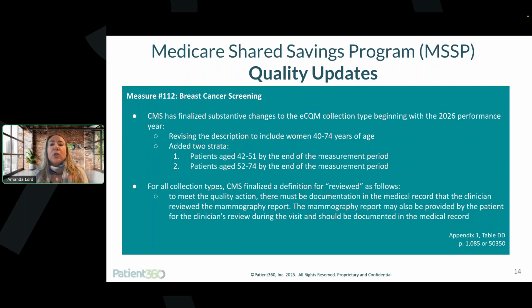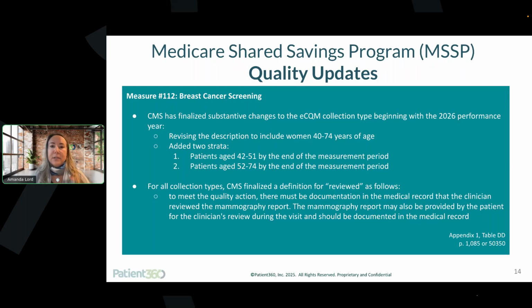It's important to note that the ECQM collection type is actually going to have 2 strata now, which will likely mean EHR changes to programming are going to be required. So we suggest that those of you who are planning on submitting 112 as the ECQM collection type begin working with your EHRs now on the specification changes to ensure that your workflow and documentation within the EHR align with the updated strata. And you can see those here on this slide, plus details are in the appendix in the final rule, and we've cited that down the bottom for you.